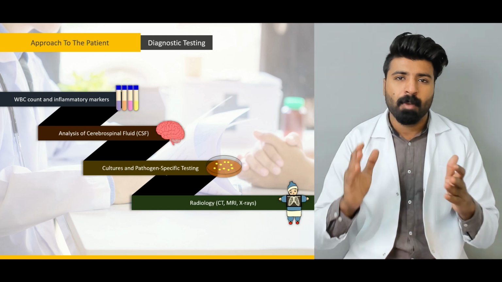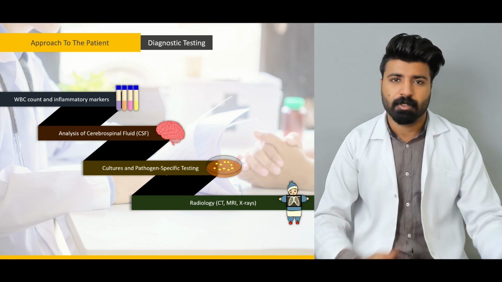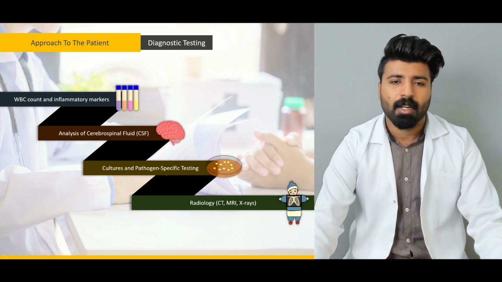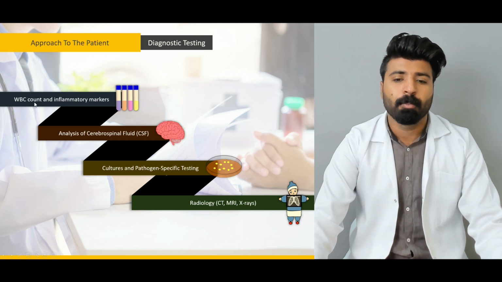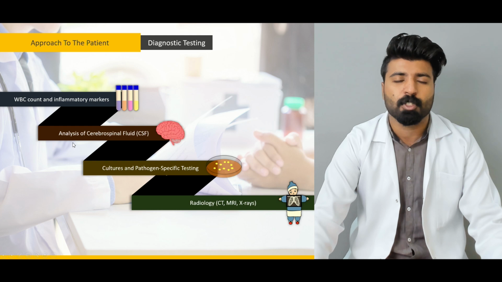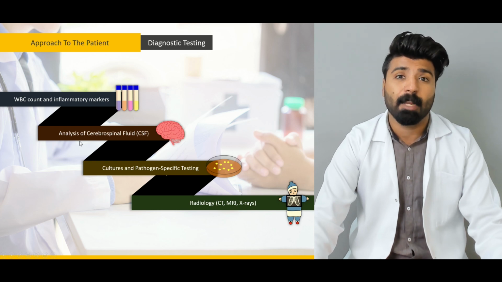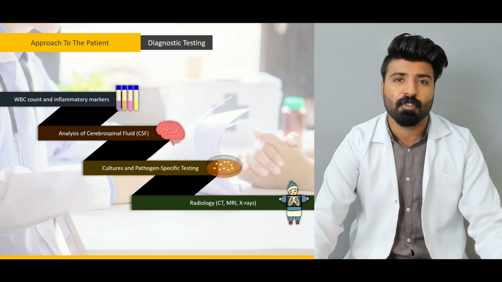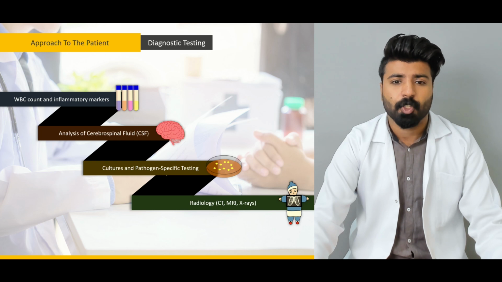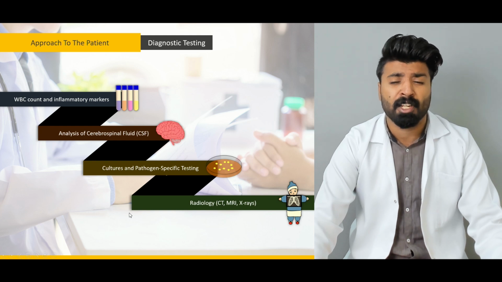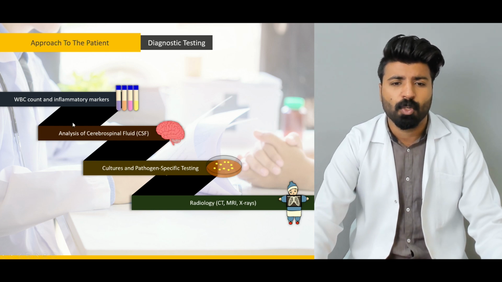This depends from practitioner to practitioner, on what he goes for next. If it was up to me, I would go for cultures and pathogen-specific testing. Then I will go for analysis of cerebrospinal fluid. But then again, it depends upon the history of the patient. It depends upon the examination of the patient. Maybe that patient is having a rigid neck. You will definitely go for analysis of cerebrospinal fluid. You won't wait for cultures and specificity and radiology to come in. You will go for this.